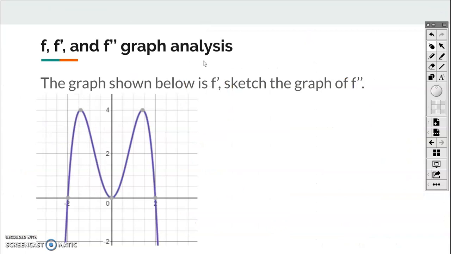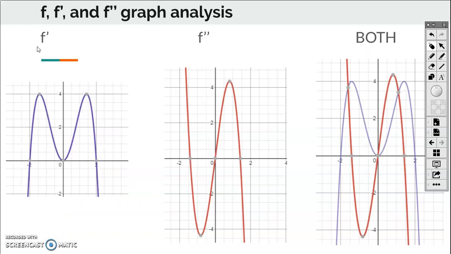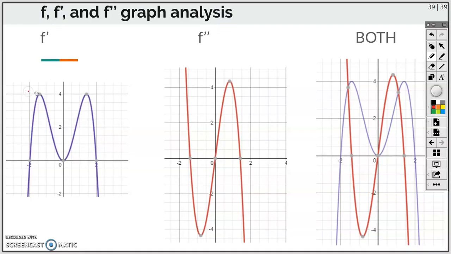All right, next problem. Same original graph, but now this is f prime. Sketch the graph of f double prime. All right, hit pause and give it a shot. Hopefully it didn't take very long, because all I did was copy and paste these slides and change f to f prime and change f prime to f double prime. The relationship between f prime and f double prime is exactly the same as the relationship between f and f prime. So if I look at the points that have horizontal tangents here on f prime, those are going to be zeros on f double prime.